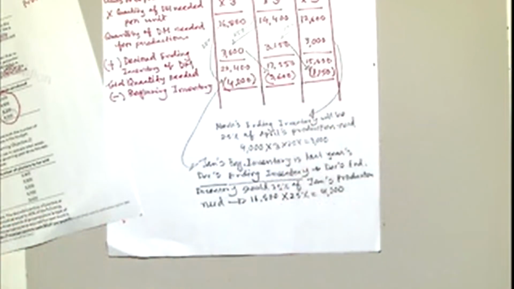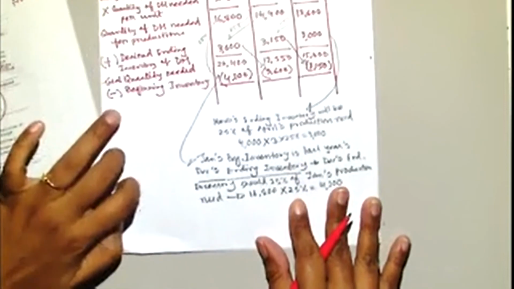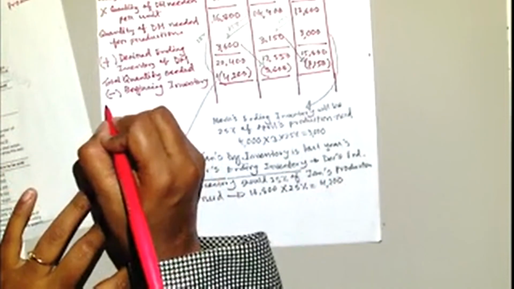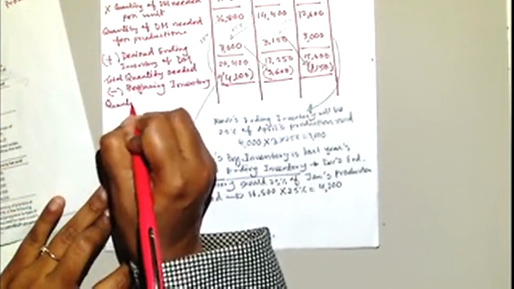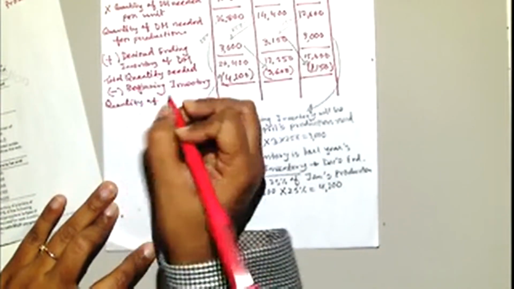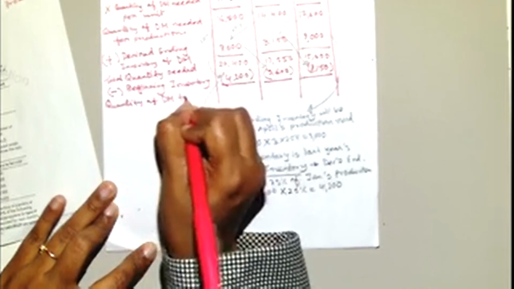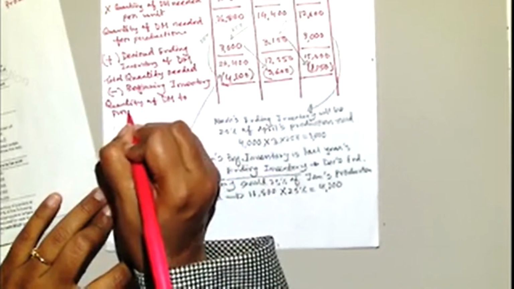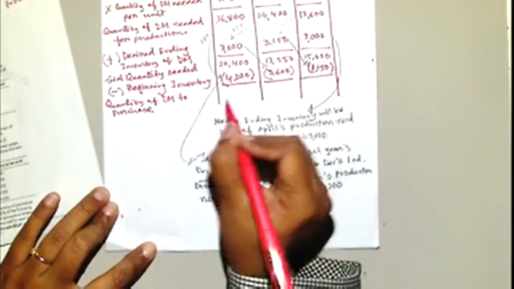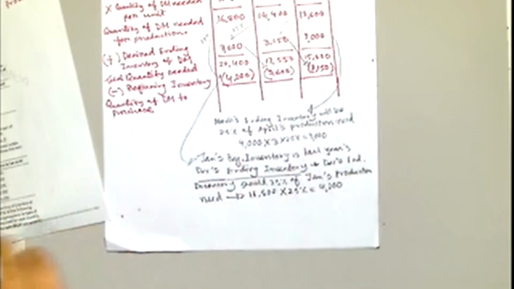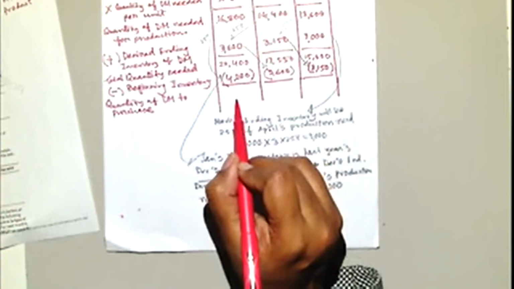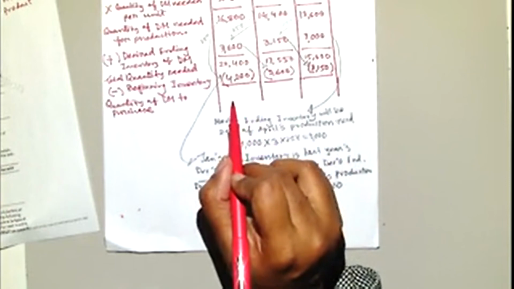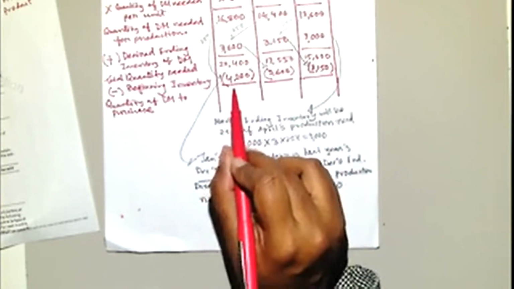Now you're going to subtract all these beginning inventories, and then you can understand how many computer chips you need to purchase. That means quantity of direct material to purchase. So I'm going to call it quantity of direct material to purchase. Who can tell me how many computer chips you need to purchase for January? Direct material means computer chips.